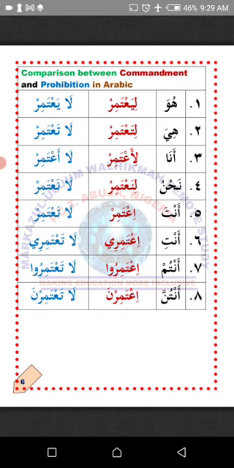سبعة, number seven. أنتم, all of you, referring to a group of male persons. اعتمروا, you should all perform umrah. لا تعتمروا, don't perform umrah. ثمانية, number eight. أنتن, all of you, referring to a group of female persons. اعتمرن, you should all perform umrah. لا تعتمرن, you should not perform umrah. La'alaka fahimt? I hope you understand.